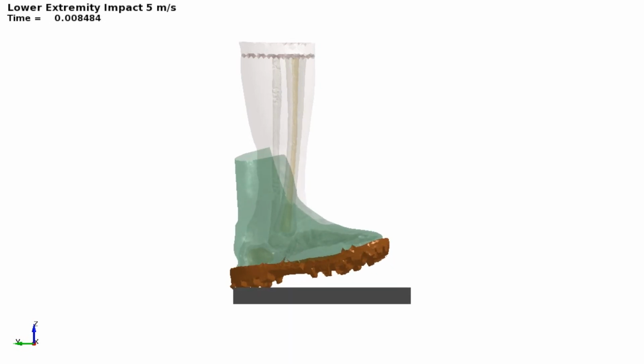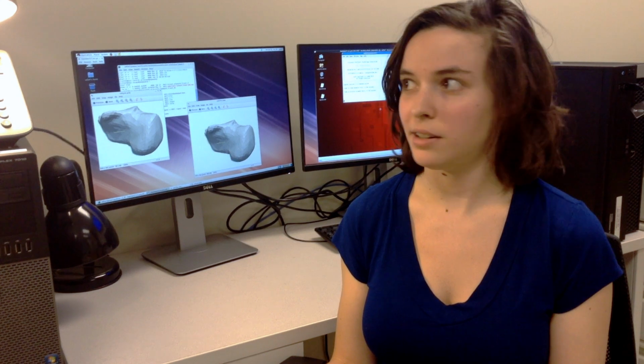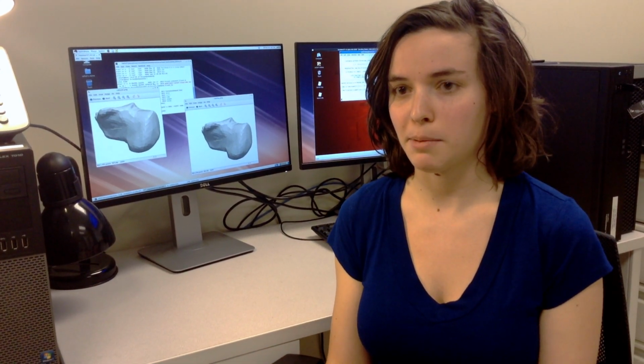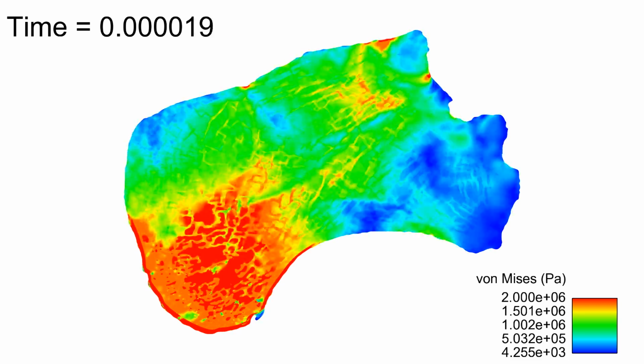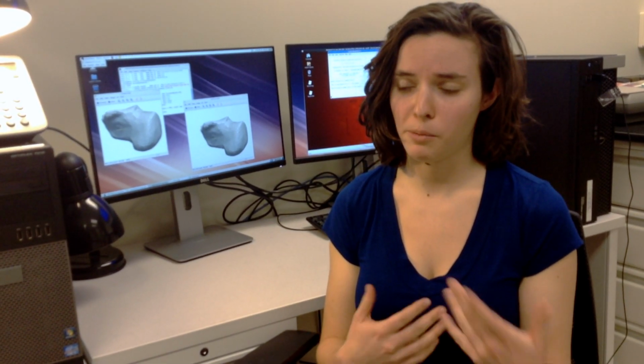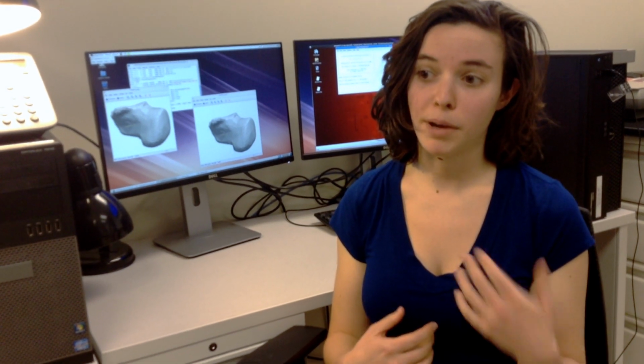And we want to model this event so that we can better understand fracture patterns and injury mechanisms involved in this type of event. So I work to model the event as well as the fracture. This is beneficial to society because about a quarter of wounded in action actually suffer lower extremity injuries. So if we can better understand the injury mechanisms at play, then we can hopefully help better treat and better prevent this type of injury.